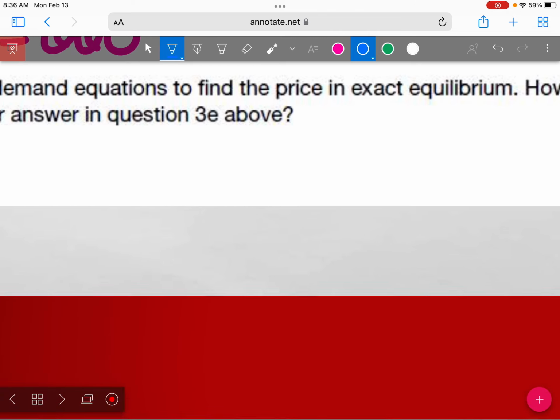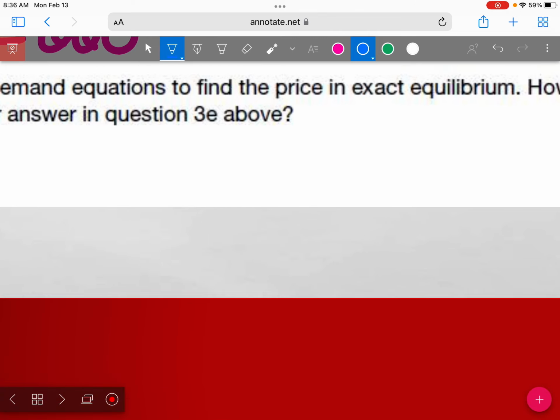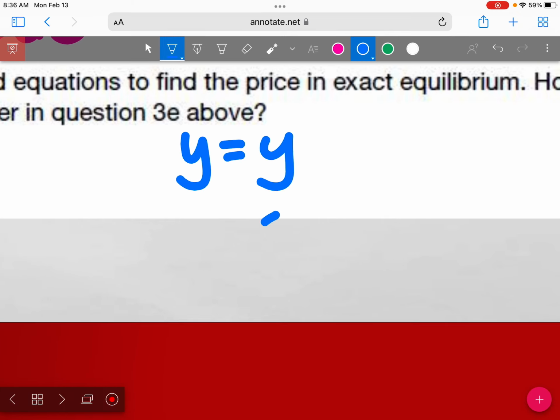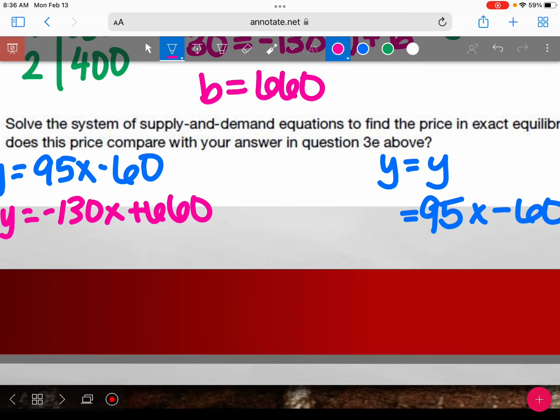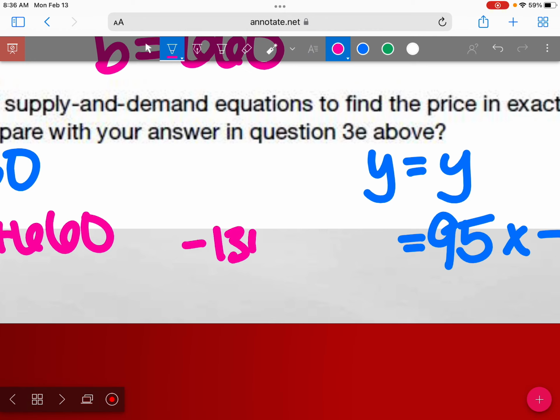Good. So, can you agree with me that y equals y, right? What you just did was you started with y equals 95x minus 60, or the other way around. You can do it either way. And because we know that y also equals negative 130x plus 660, we can take that part of the equation and plug it in for y. So this side of the y will become our negative 130x plus 660, okay?